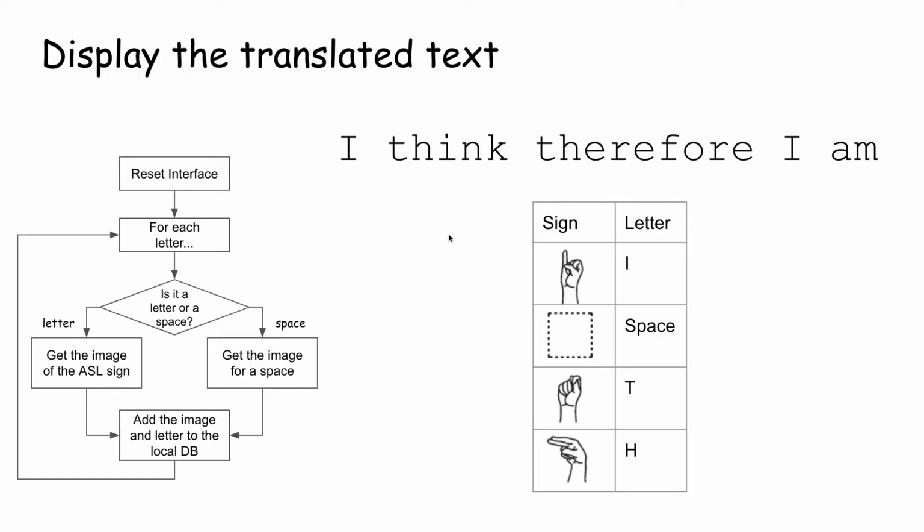And the overall algorithm is we'll reset the interface. So we'll empty out the database from any old transcription, clear the screen, and then for each letter in this string, we're going to look at it and see if it's a letter or if it's a space. Now, if it's a letter, we'll get the image for that ASL letter sign, and we'll add the letter and the image to our database.